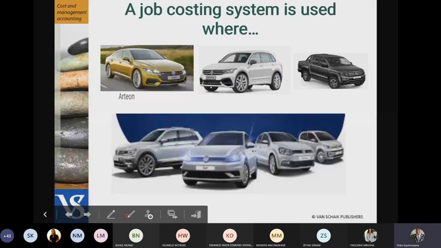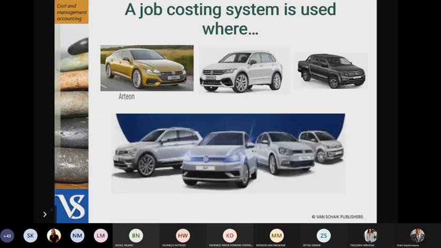Now think about the service. If we've got all the customers who bought the different sets of these VW cars, when it comes to the service, we cannot draw up one job card for all of the cars saying that okay, today is the 23rd, we'll have one job card for all the cars that we service on the 23rd. We'll need to develop a job card for each and every car that we service, because this Arteon is so different to the Tiguan and your Amarok.